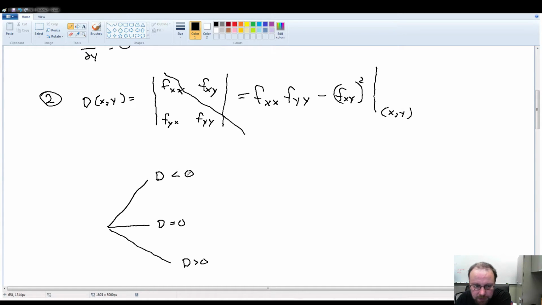All right, if D is negative, then right away we know that we have a saddle at that critical point. So we have a saddle. Okay, if D is 0, this test is inconclusive, not unlike how the second derivative test was inconclusive in one variable calculus, if you recall.